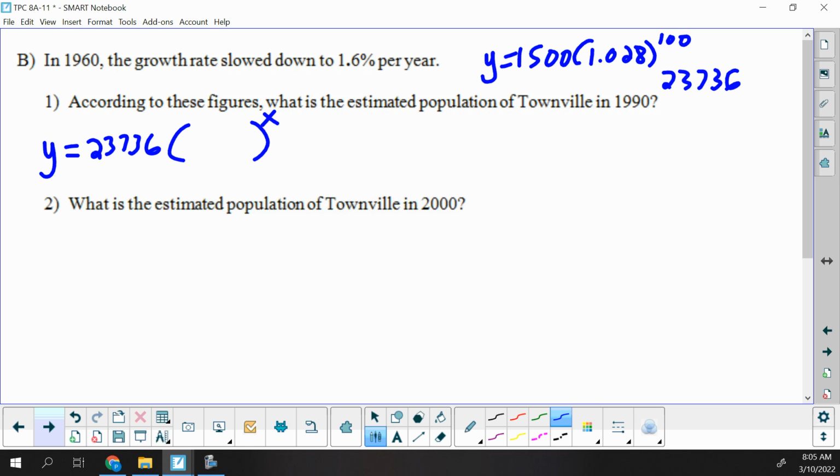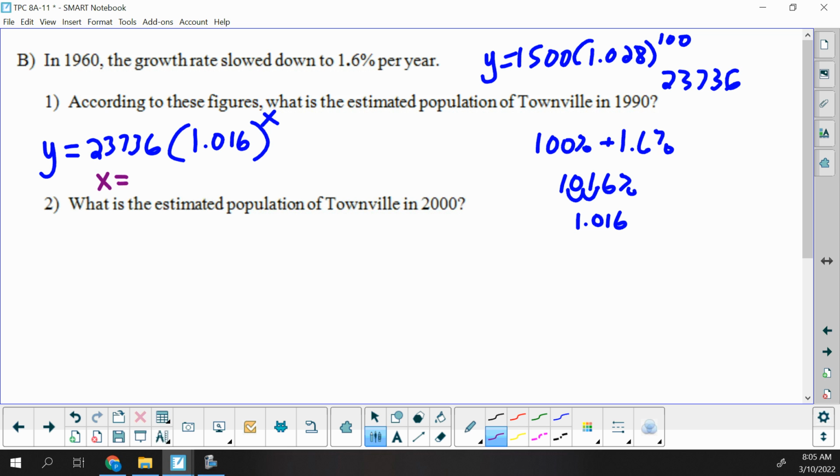Now we're going to have something raised to the x. To figure out that something, we're growing by 1.6%. So we're going to have 100% plus 1.6% will give us 101.6%. If we move that over 2, that gives us 1.016. That's what we'll have inside our parenthesis. So this is our equation, but we got to tell what x and y represent. X is now going to be years since 1960, because that was our starting year, and y is again our people.